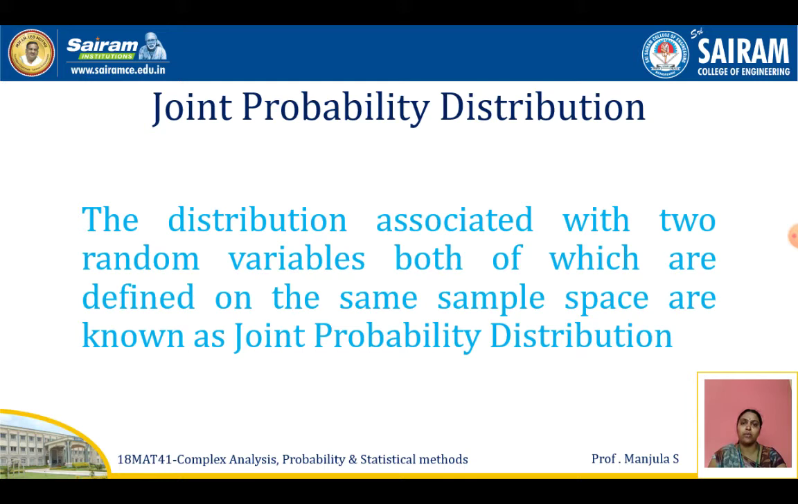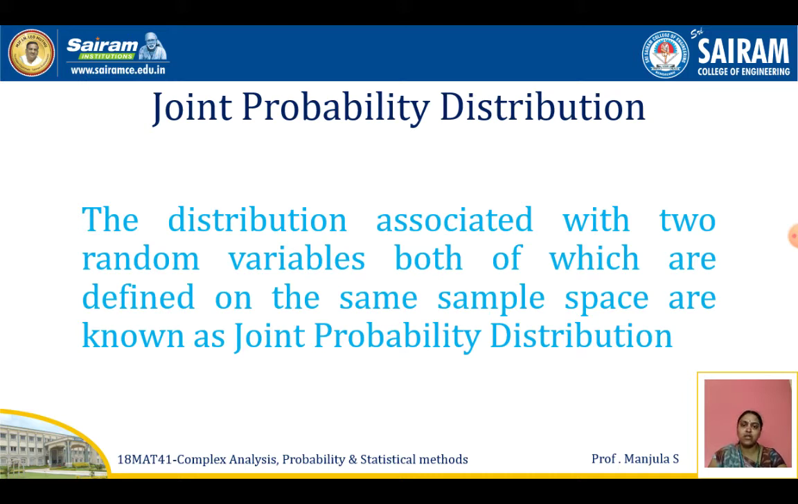There, P of x means the probability distribution of the variable x. But here, joint probability distribution means two random variables at a time we are going to study. That is what joint probability distribution. It means P of x comma y. So this only we are going to study in this joint probability distribution.